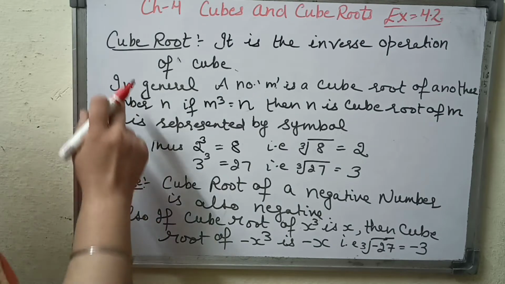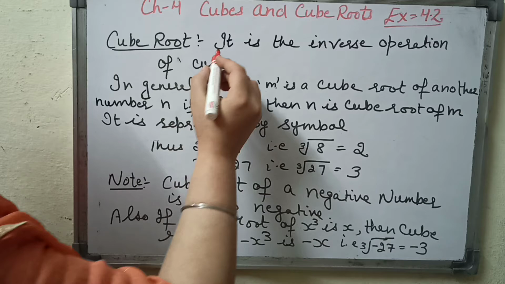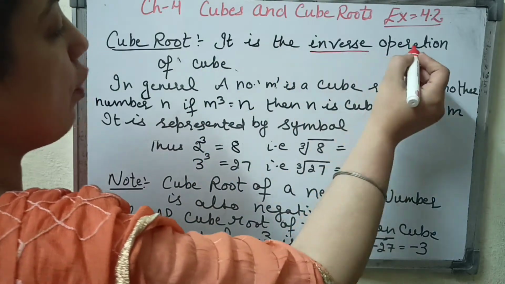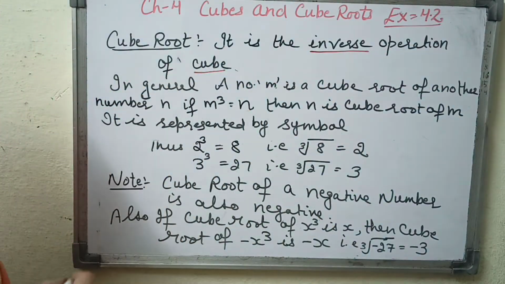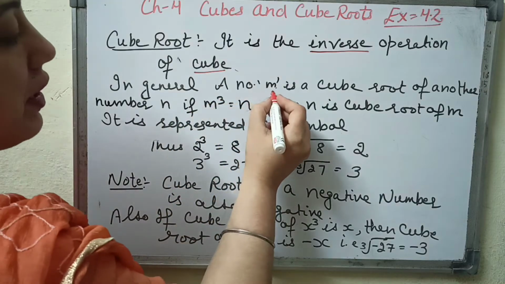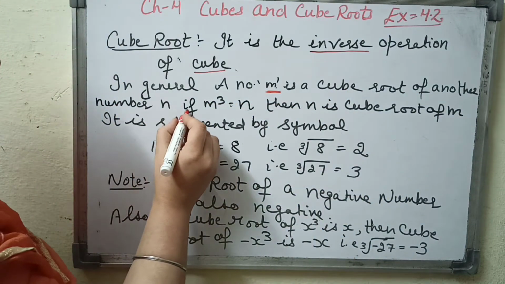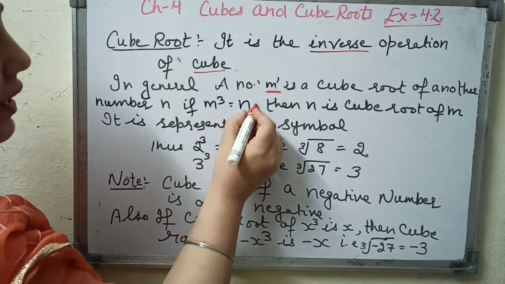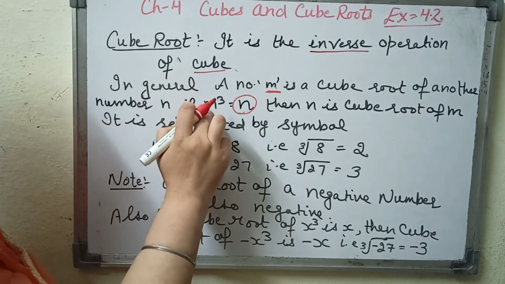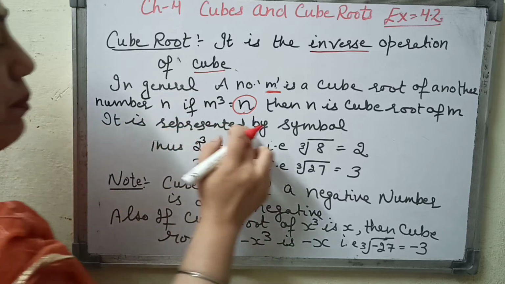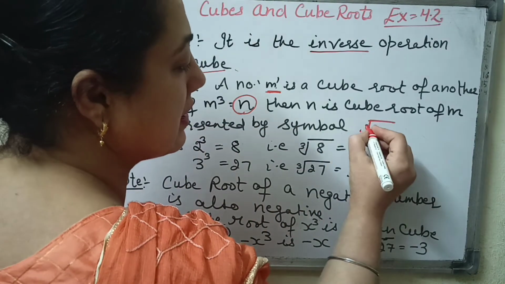First of all, let us learn what a cube root is. Cube root is the inverse operation of the cube. In general, a number m is the cube root of another number n if m cube equals n. It is represented by the symbol like this.